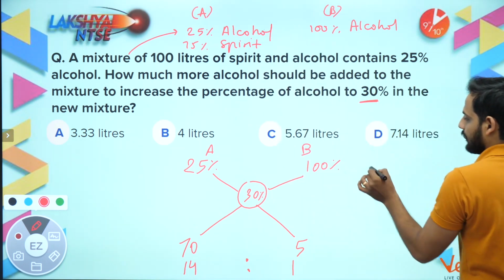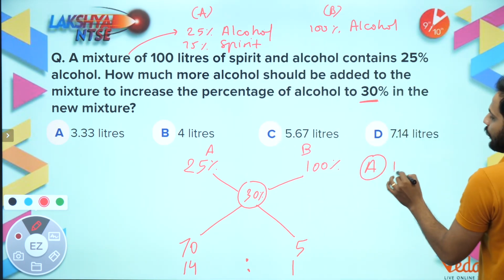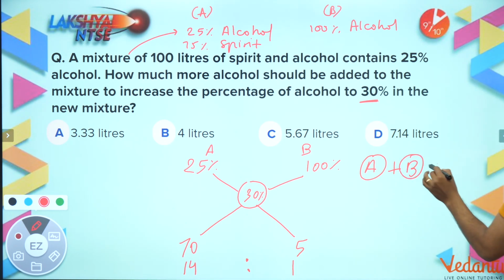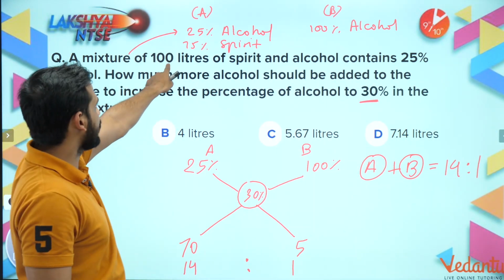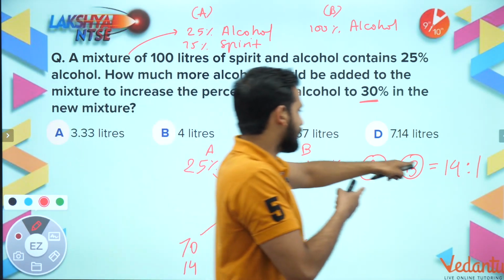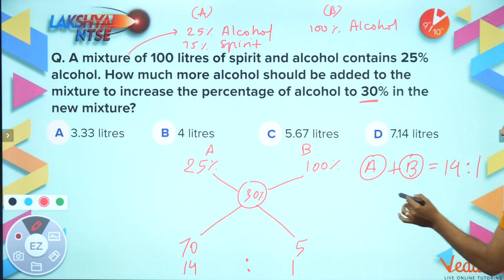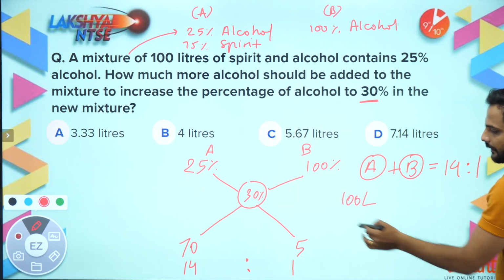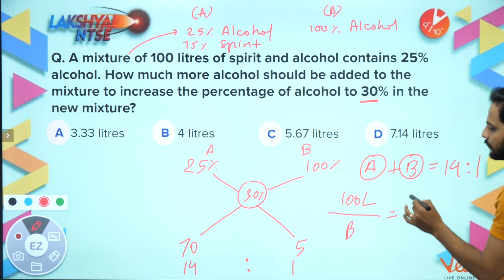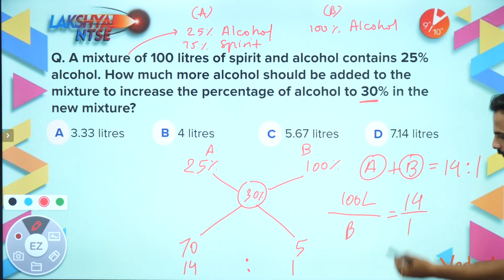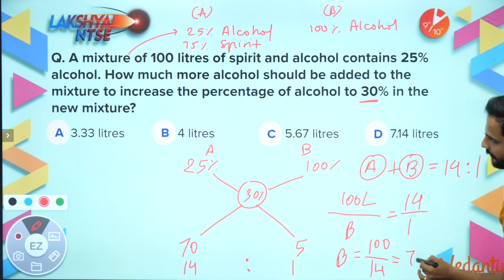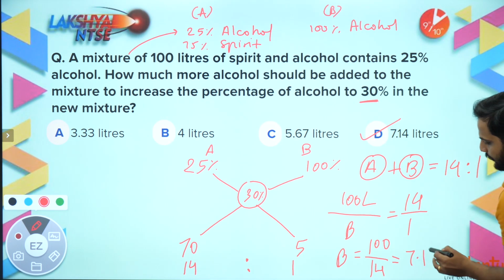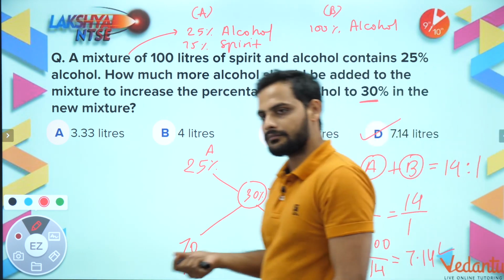So mixture A and the alcohol part, which I have called mixture B, you should mix in the ratio of 14 is to 1. But you know mixture A's quantity is 100 liters. You don't know mixture B, that means the pure alcohol quantity. So mixture A is 100 liters divided by mixture B's quantity, which I don't know, but I know the ratio should be 14/1. So B is equal to 100/14, which is equal to 7.14 liters. This is how it can be solved.